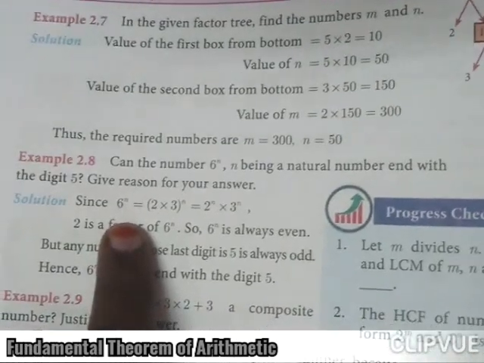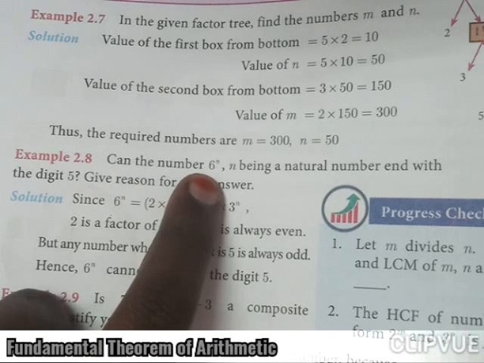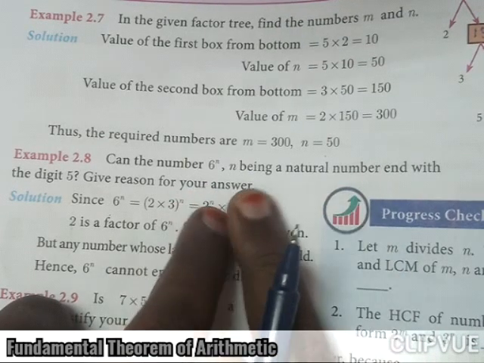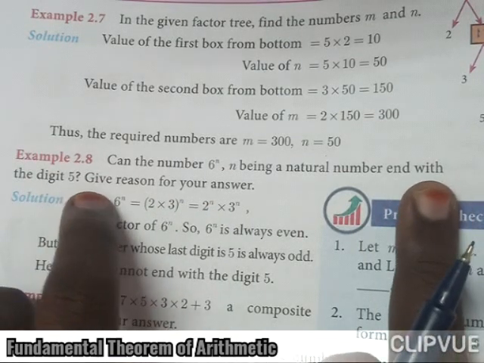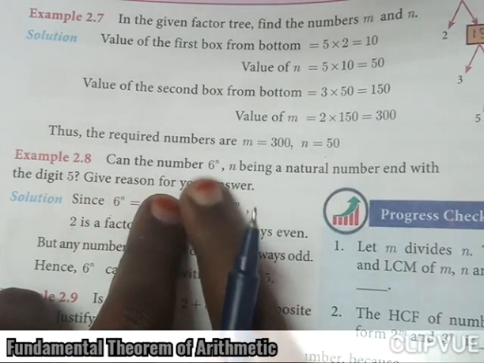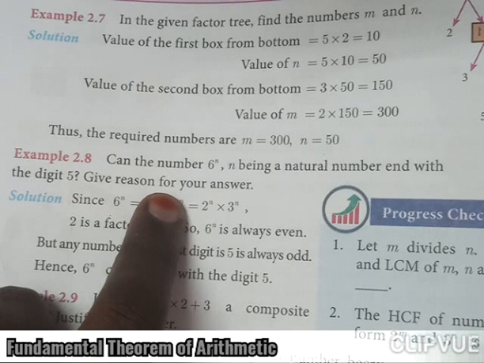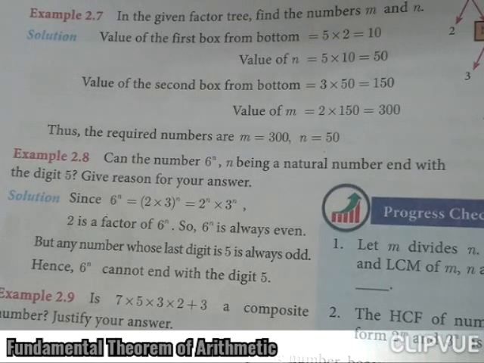Move to the next one. Example 2.8. Can the number 6 power n, n being a natural number, they said clearly n is a natural number, end with the digit 5? Give reason for your answer. The question is 6 power n, where n takes natural number values. Can it end with the digit 5 or not? Give reason for your answer.